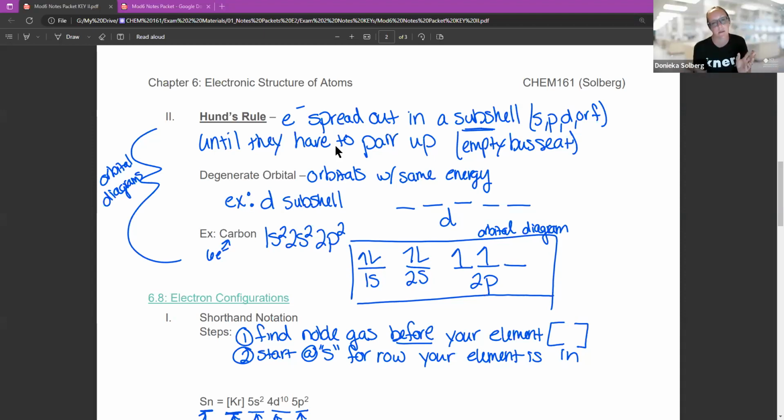So that's why it's called the empty bus seat rule. If we're looking at here, I've got a d orbital. These are called degenerate. They're all the same energy. So say this is a 3d.